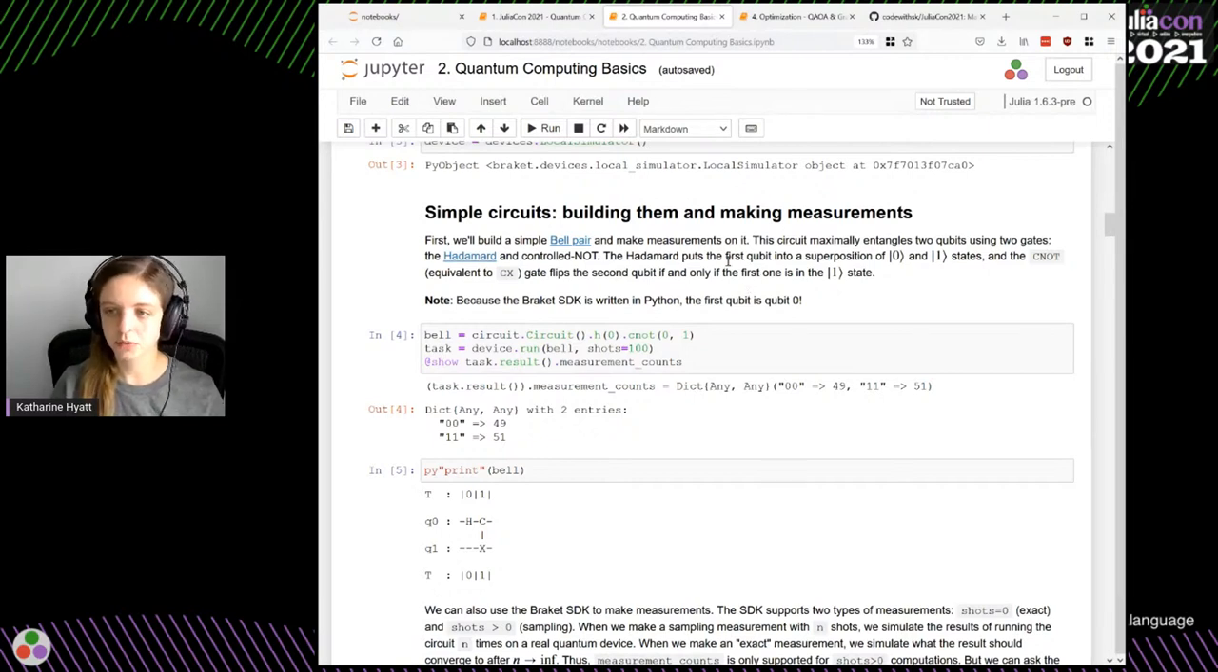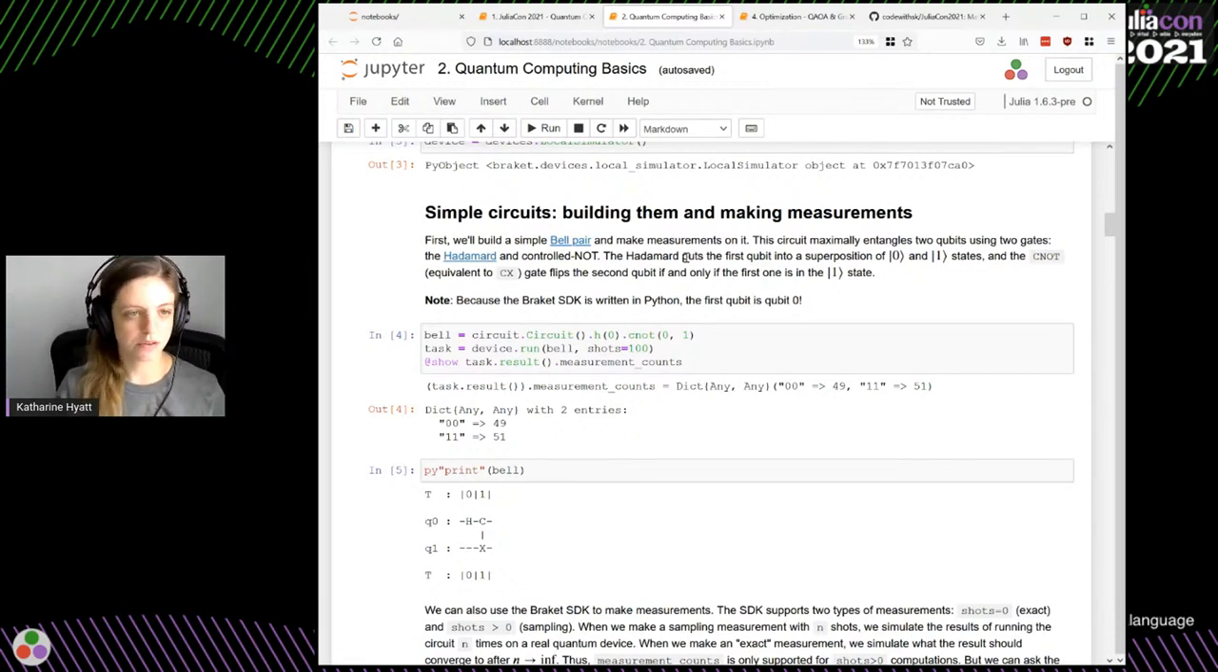So what we're going to do is apply two gates, the Hadamard and controlled-NOT. Some of you who maybe have some CS background remember gates like controlled-NOT from a classical computing context. The quantum controlled-NOT gate is an analog of that. It flips one of the qubits it's applied to, depending on the state of the qubit it's addressing. So we're going to use the Hadamard to put the first qubit into a superposition of 0 and 1 states, and then our CNOT gate, which is equivalent to the CX gate, flips the second qubit if and only if the first one is in the one state.